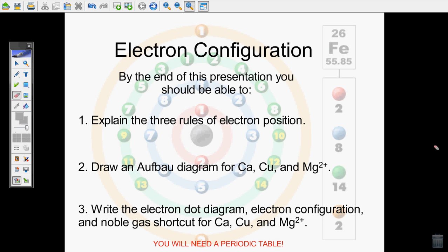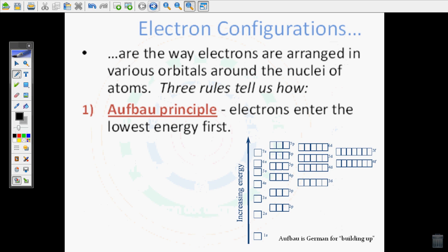Unit on electron configuration. At the end of this presentation, you should be able to explain the 3 rules of electron position, draw an orbital diagram for calcium, copper, and magnesium ion, and write the electron dot diagram, electron configuration, and noble gas shortcut for calcium, copper, and the magnesium ion. And you will need a periodic table, so run grab that.